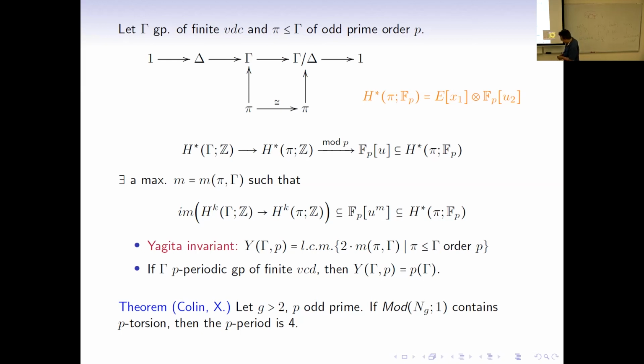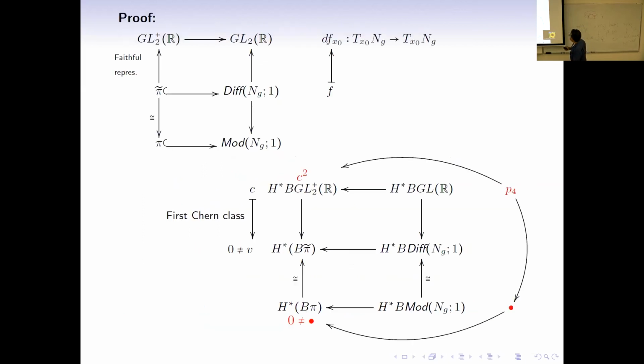we can extend it for marked points. If this mapping class group contains p torsion, then the p period is 4. It's 4. So somehow in contrast to what happens in the orientable case, where the p period is usually 2. All right, so this is what we do.